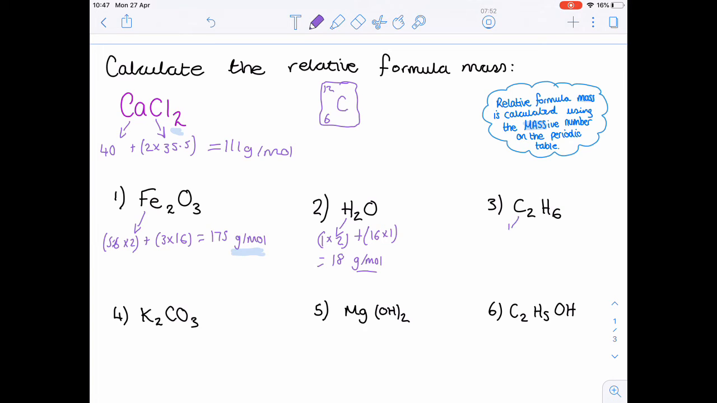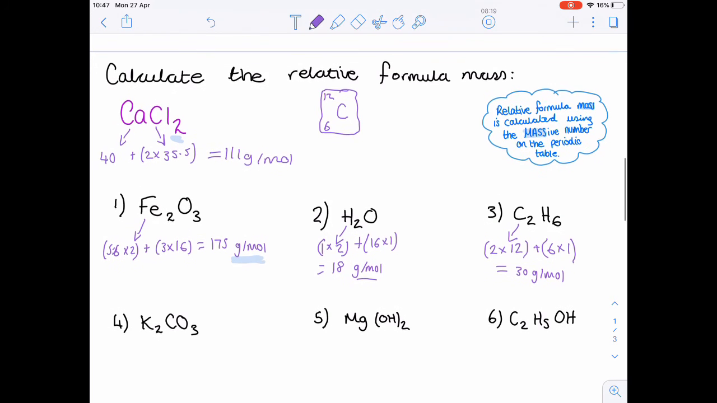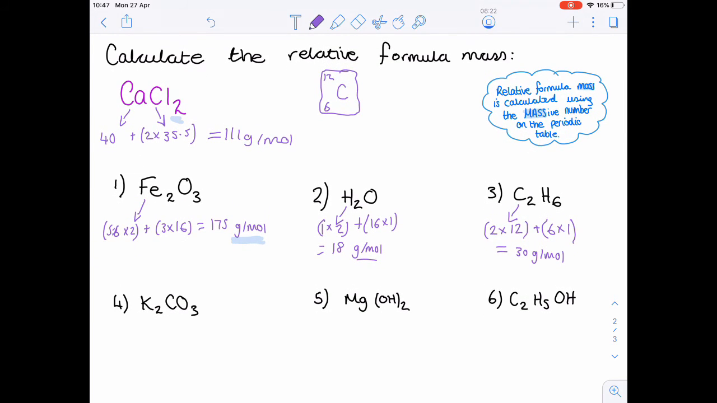Number 3, we've got 2 times the big number of C, which is 12, and you can find this information on your periodic table, remembering it's the massive number, plus 6 lots of big number of H, which is 1, like that. We get a total for question 3 as 30 grams per mole.